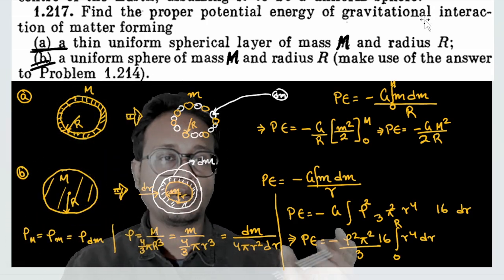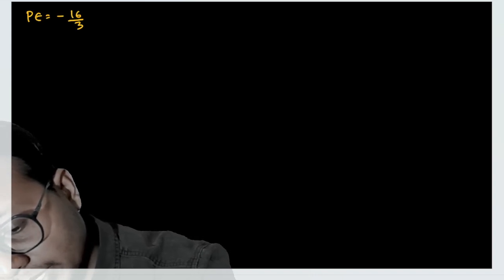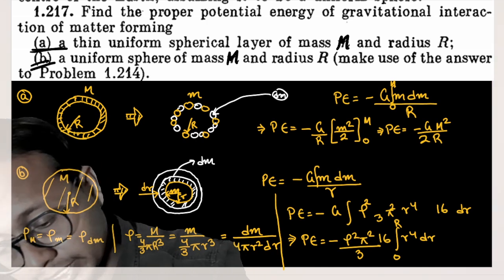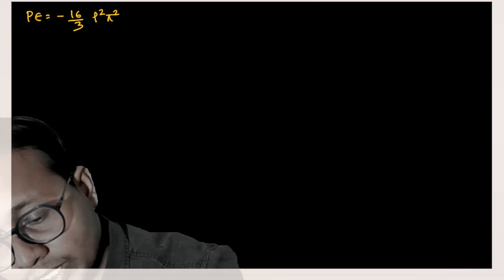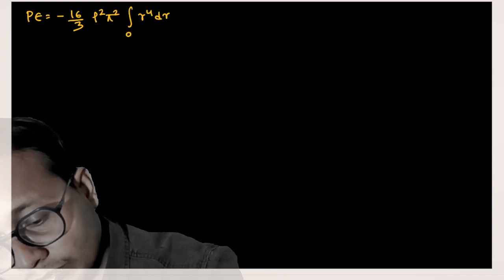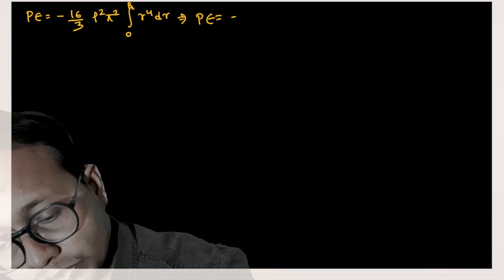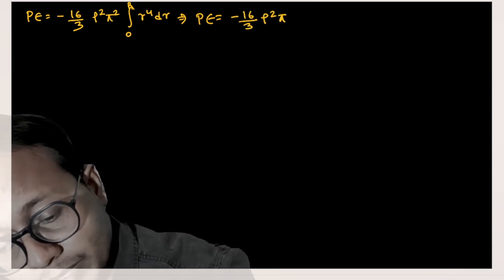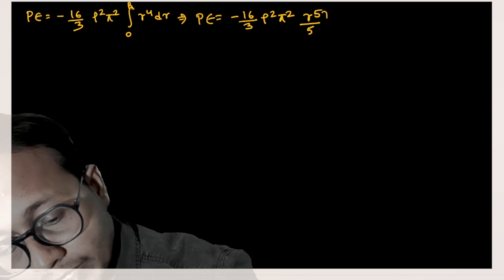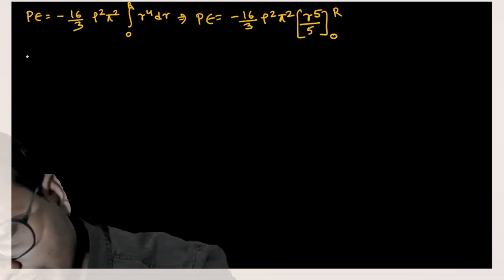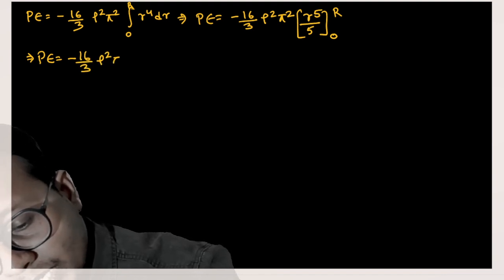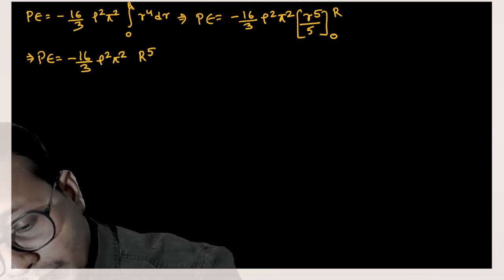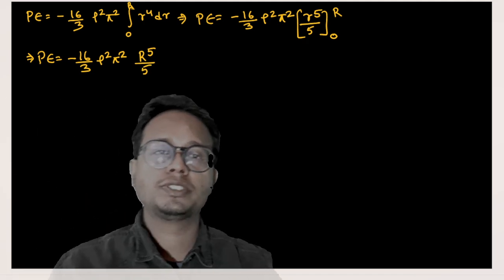So when I calculate this one, see, potential energy is equal to minus 16 by 3 rho square pi square into r to the power 4 dr from 0 to R. So it will become potential energy equal to minus 16 by 3 rho square pi square into r to the power 5 divided by 5. The limits of integration are from 0 to R. So potential energy is equal to minus 16 by 3 rho square pi square into R to the power 5 by 5, isn't it?